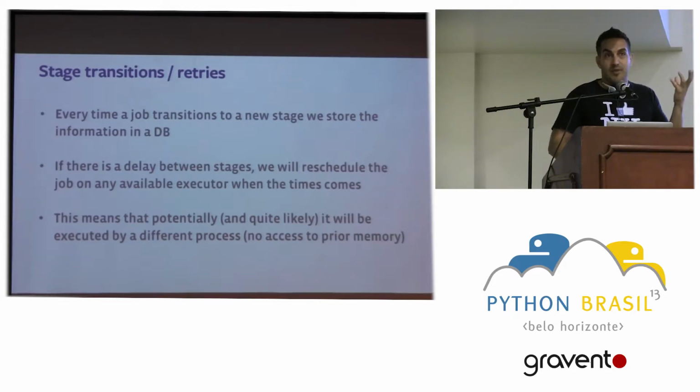So you may have noticed that the fact that it's a new process that is processing your job also means that you will not have access to any prior object in memory. So that's a caveat. That's something important to keep in mind when developing with FBJE.